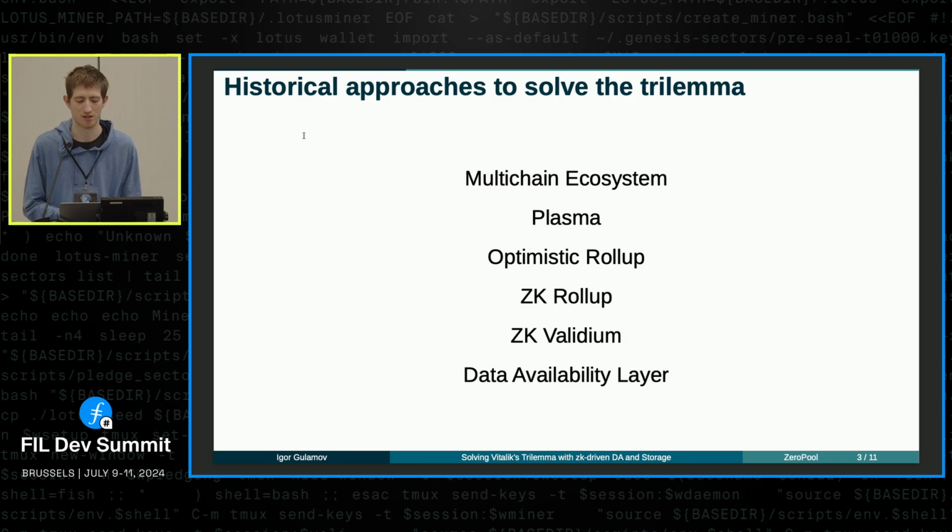The next approach is Plasma, and the evolution of Plasma is optimistic rollup. Another direction is the rollup and the Validium, and the last one is the data availability layer and modular approach to build decentralized systems.